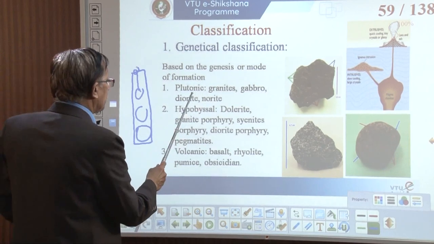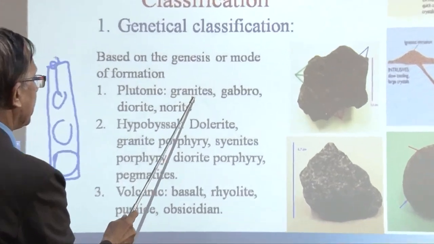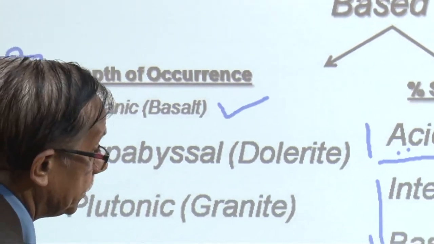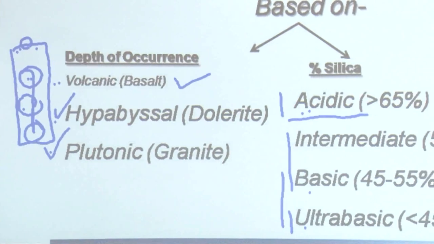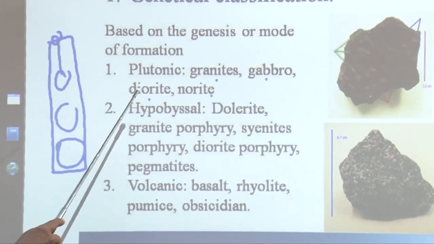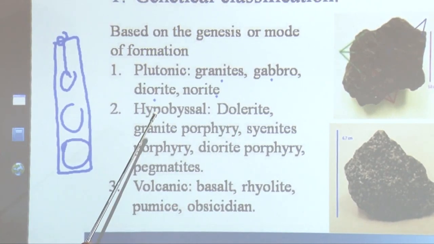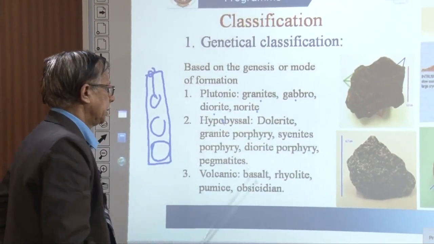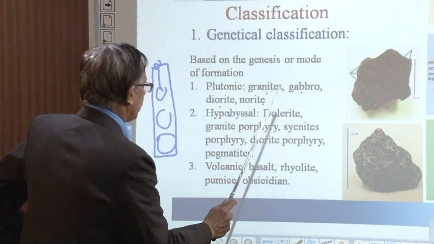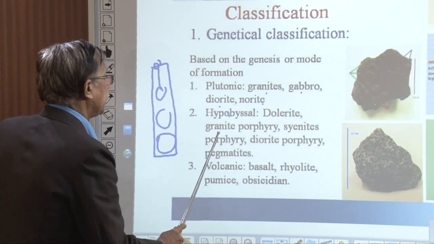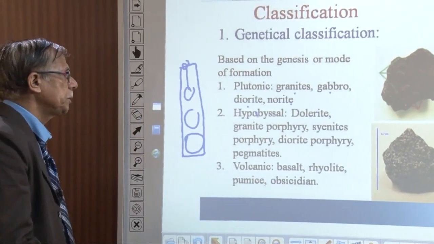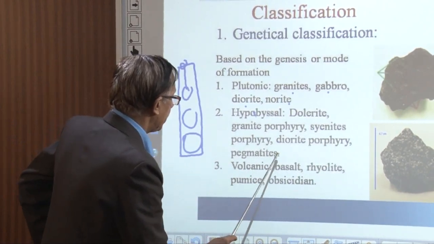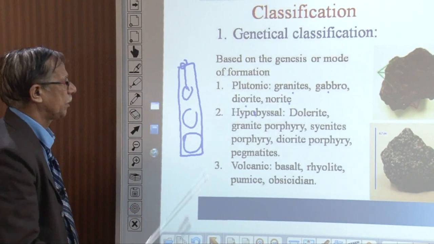Based on the genetic mode, we have plutonic rocks. Common examples: granite, gabbro, diorite, norite. Just now we mentioned in my previous lecture, some of these are good for that. Yes, plutonic rocks are like this. Small change, hypabyssal rock, it should be spelled with a PA, small correction, friends. Hypabyssal rocks, an example is dolerite. Granite porphyry, I have introduced porphyry, what it means. Syenite porphyry, diorite porphyry, and pegmatites, I call them hypabyssal rocks.